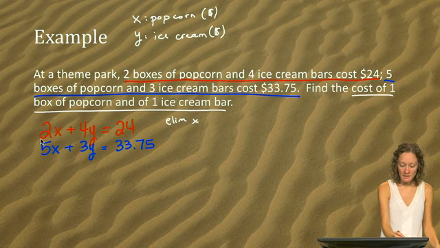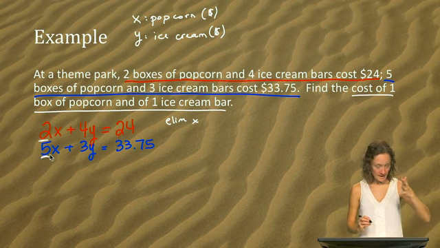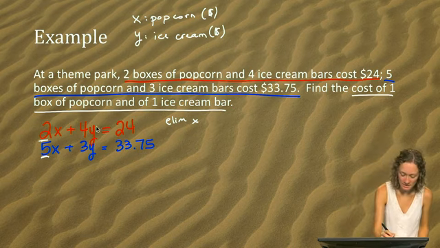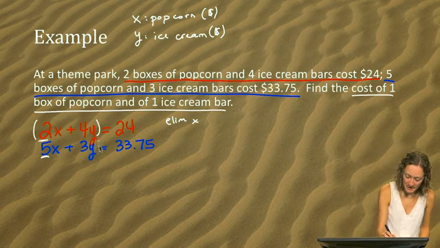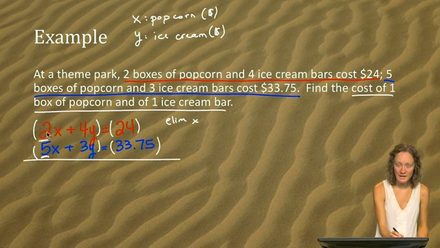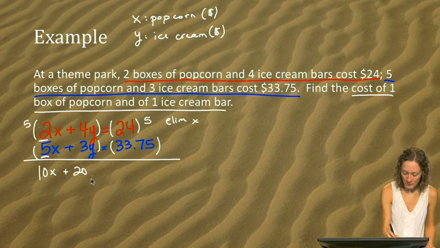So I'm going to make the coefficient on the x 10 and negative 10. It's the smallest number I could change them to. You could go bigger, but 10 is going to be the nicest. So if I want them to be 10 and negative 10, what do I have to multiply the first equation by to get a 10 to be there? You need a 5, which gives me 10x plus 20y equals 120.